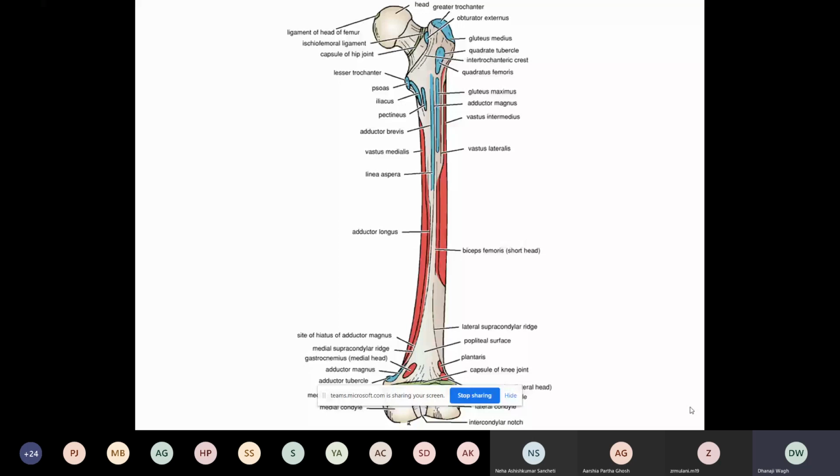On the lower side, at the lower end of the lateral supracondylar line, there is the origin of the plantaris. Above, there is the upper part of the lateral head of the gastrocnemius below. So below you can see these muscles are there.